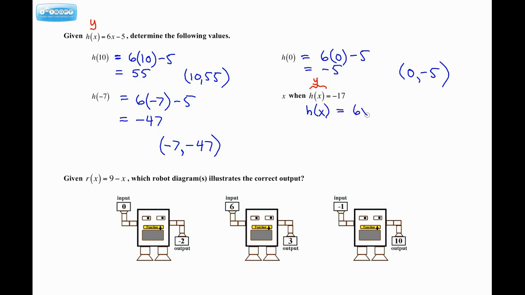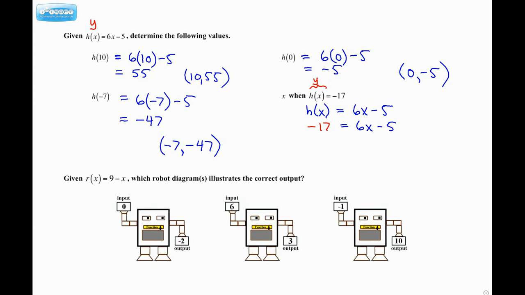So this is my function using function notation. That's just y. But I'm told that this entire thing, this y, is negative 17. So I'm going to replace that with negative 17. I haven't told you what x is, so I leave it as x. So this is now a very basic equation you could easily solve. So let's solve. Let's isolate.